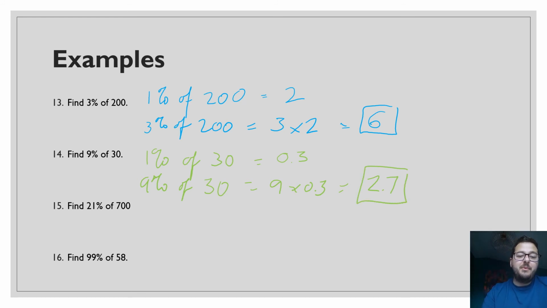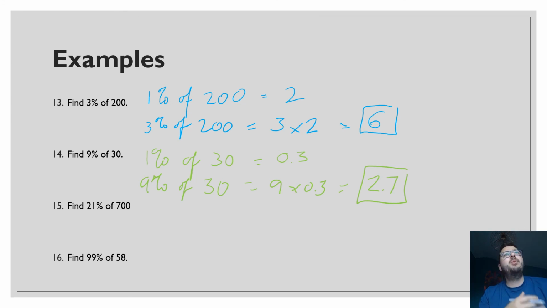Okay, number 15, we want to find 21% of 700. Now, we could divide it by 100 to get 1%. That's going to be useful. And then times it by 21. Or you can use some of the other things that we know. So we could find just 20% just by dividing it by 5. And then add that 1%. So let's do that this time. So there's a few ways around it.